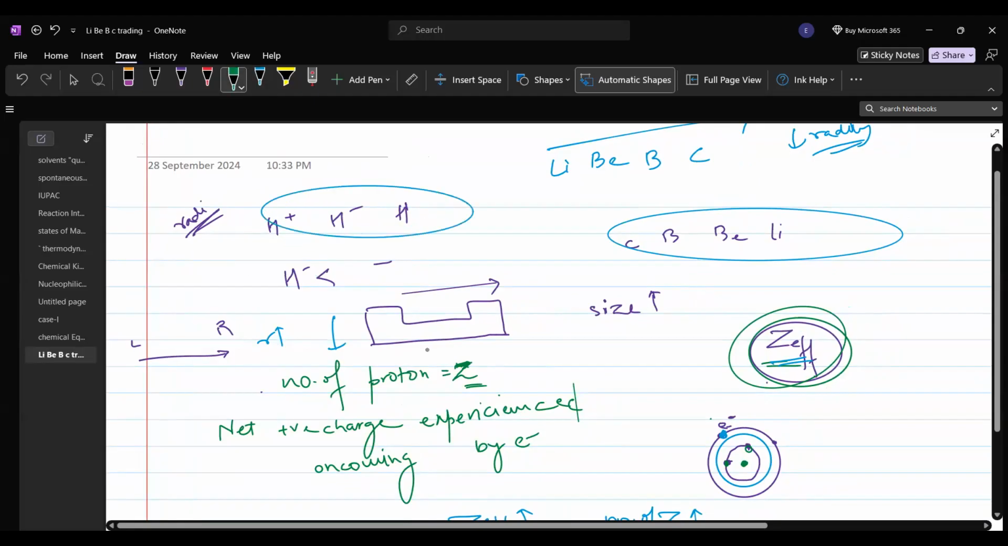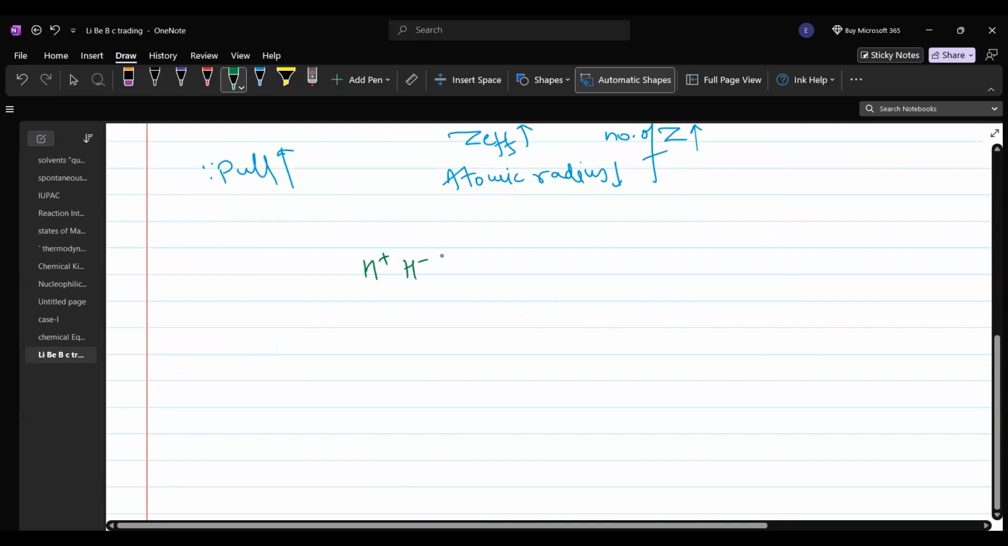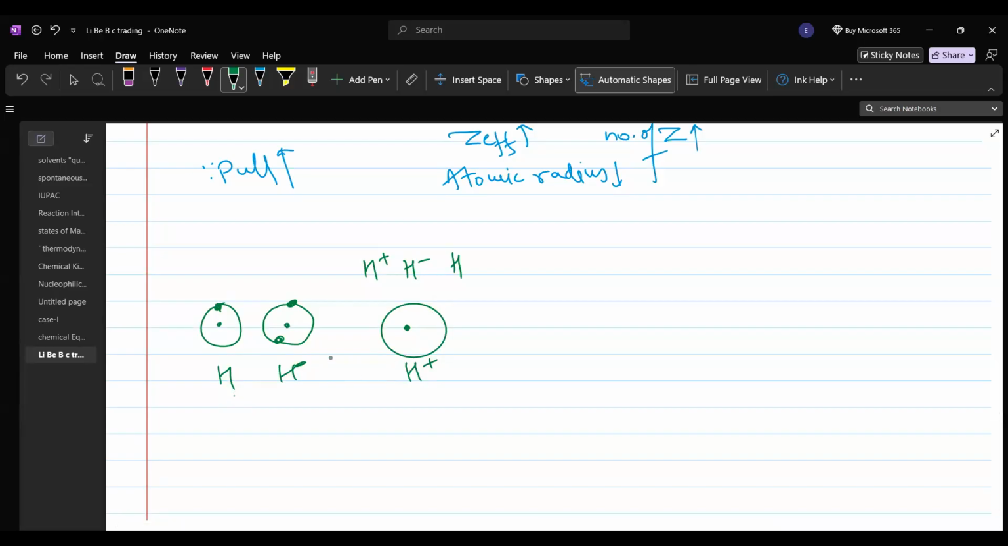H plus, H minus, and H. So what is happening? Let's see with this diagram. So first is H. Second is, you have to comment on it. Please be focused. We have 2 electrons here. This is H minus, right? This is H, and this is no electron here. Means nothing is present here. I'm not drawing electron here. This is H plus. So can you see this is H, this is H minus, and this is H plus, right? And now you have to comment which is bigger and which is smaller.